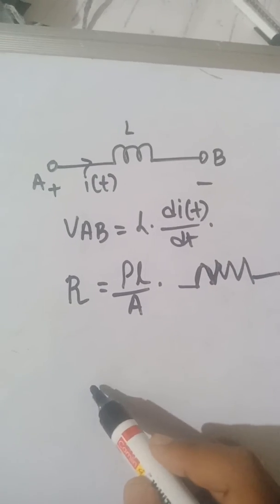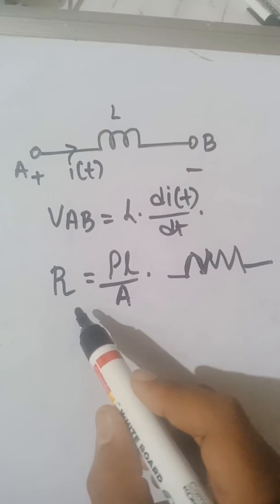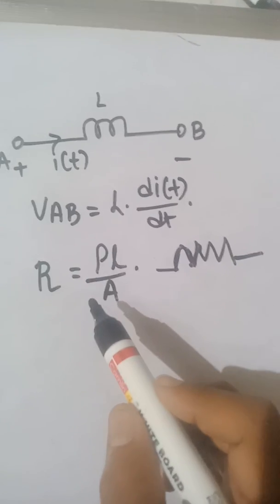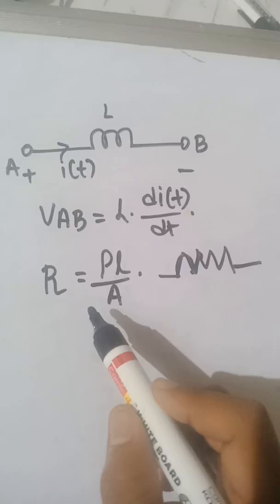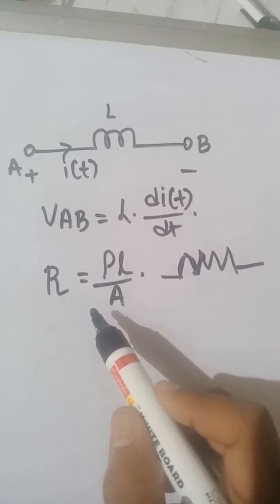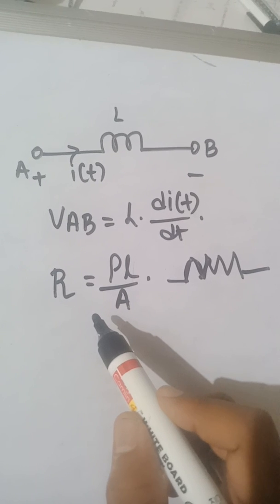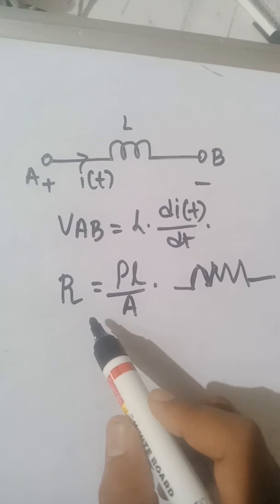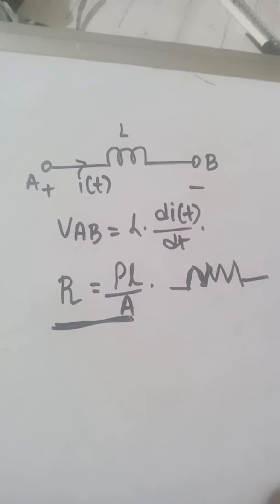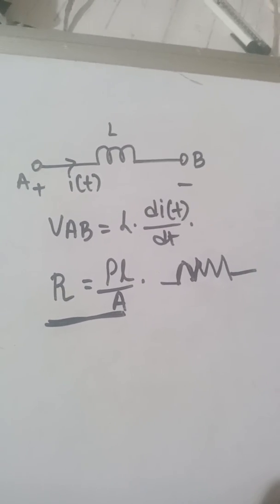Now the important point here is resistance is independent of the amount of current flowing through it. You may pass whatever current it might be, but the resistance is independent of the current. That's the physical importance you can conclude from this equation.